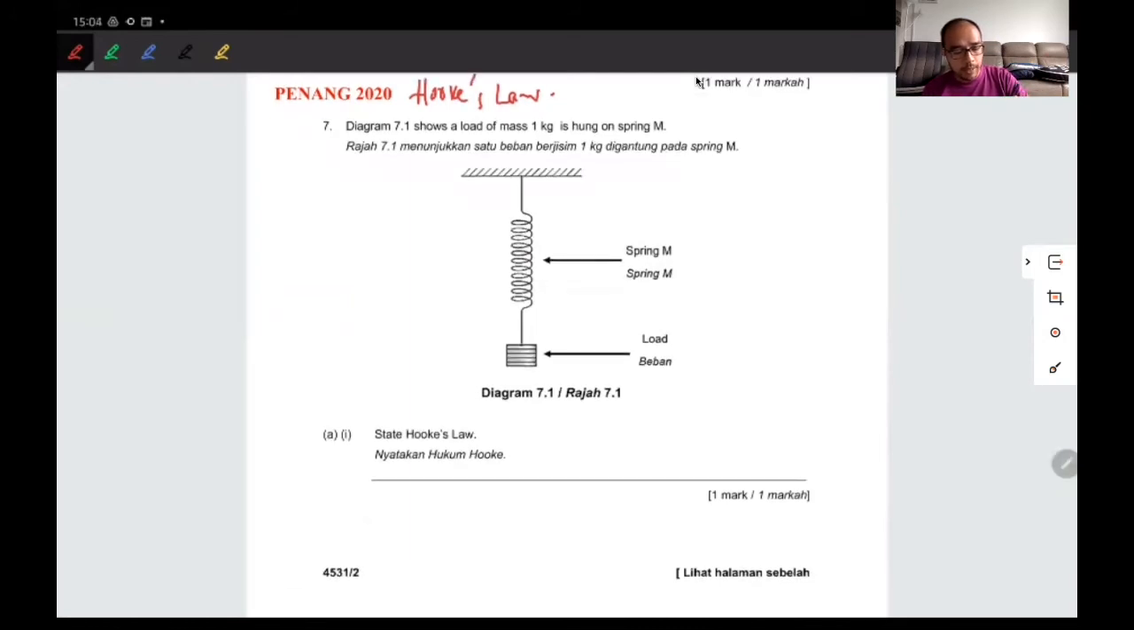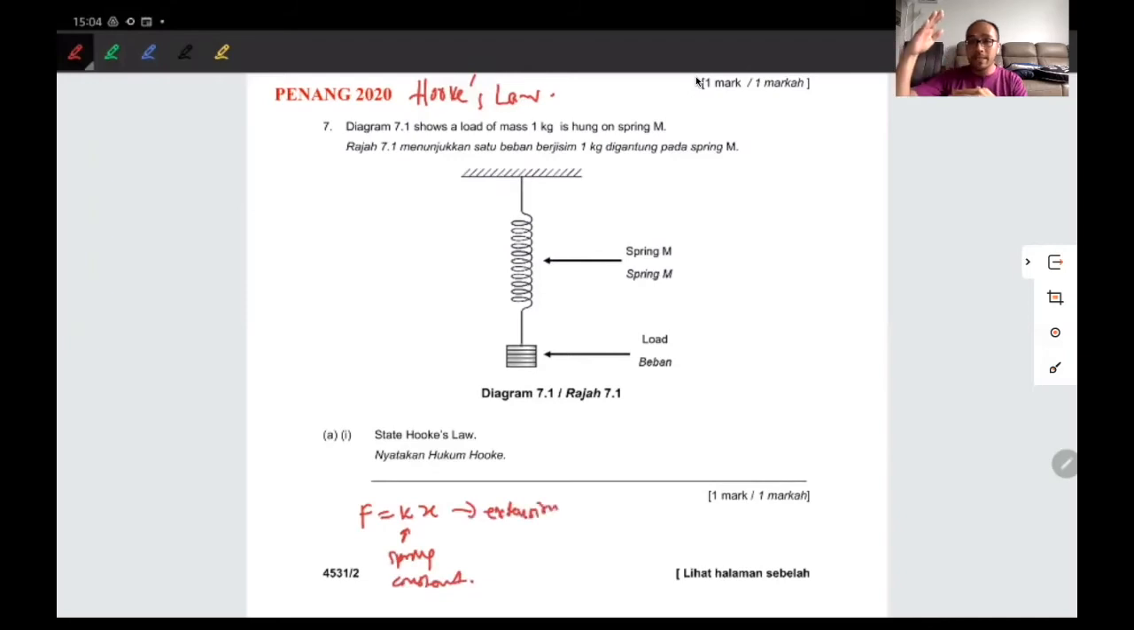The formula involved in Hooke's law is F equals Kx. K is the spring constant, and x is the extension, which is its lengthening or shortening after you put on the load. After you put on the load, how much it extends is the extension. Please take note that it has to be written in meters. The extension cannot be written in centimeters.